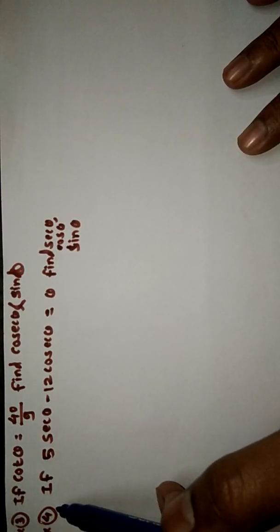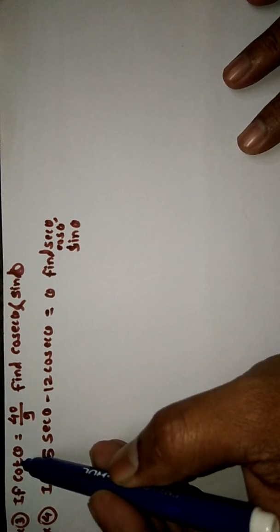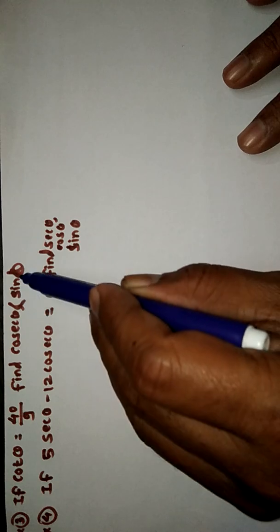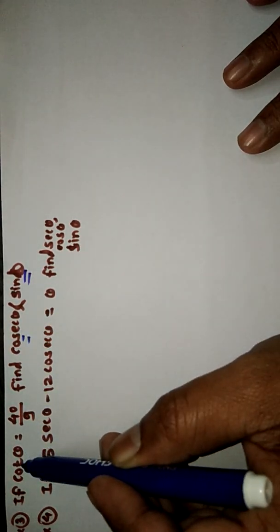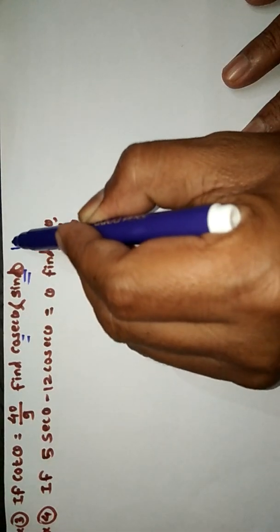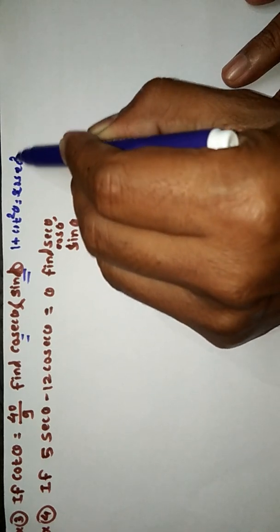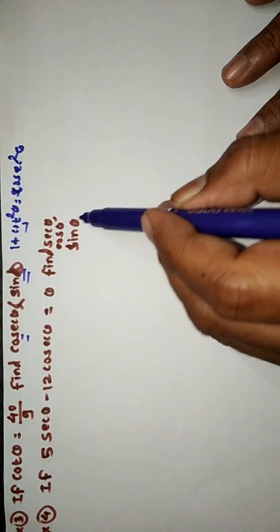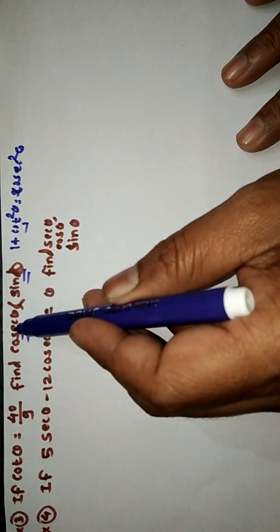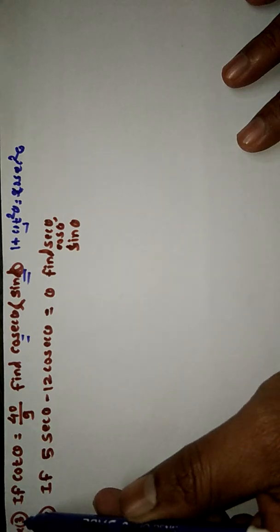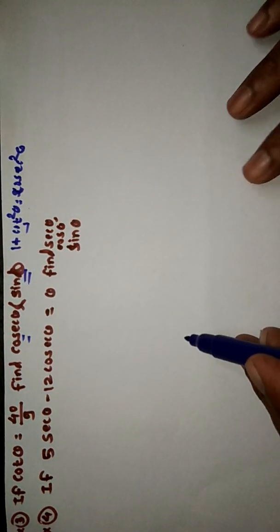Examples 3 and 4 are solved the same way as examples 1 and 2. How can we solve this? Here cot theta is given, and we want to find cosec theta and sin theta. To find cosec theta, use the identity 1 plus cot square theta is equal to cosec square theta. Substitute the given cot theta and we find cosec theta, and sin theta is the reciprocal of cosec theta. For example 3, use this identity 1 plus cot square theta is equal to cosec square theta.